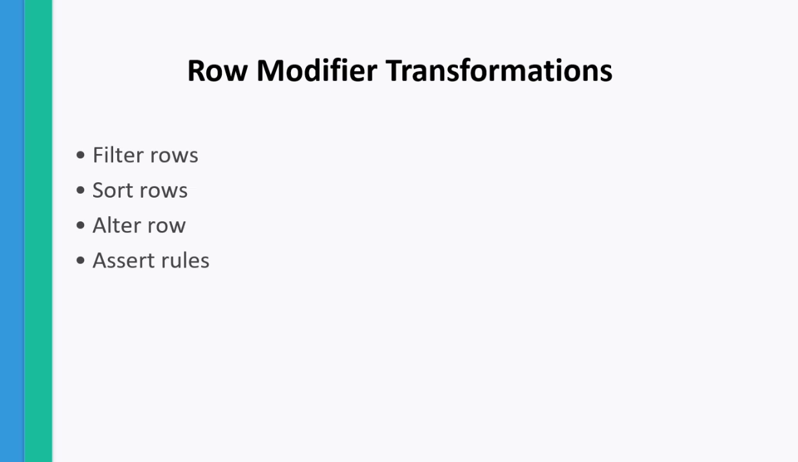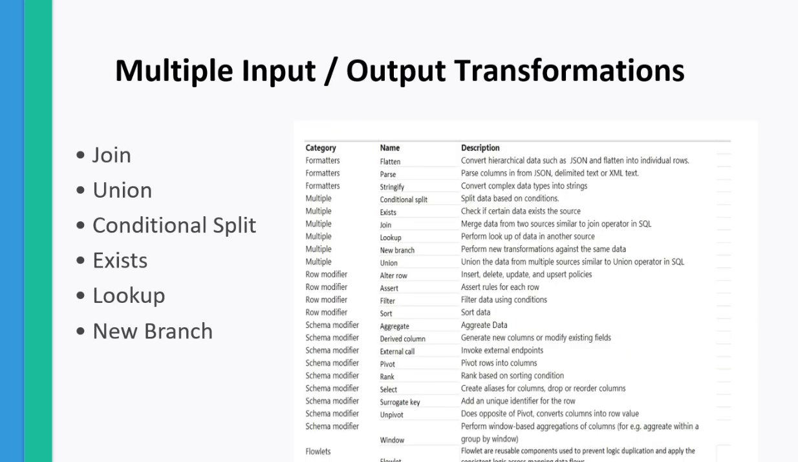Now, imagine this situation. If you have one table from sales and one table from customers, you want to combine both, or you want to split the data into two outputs. That's when we use the multiple input or output transformations. For example, we can do join, union, lookup, or even conditional split. So remember, this is used when we want more than one data set involved.